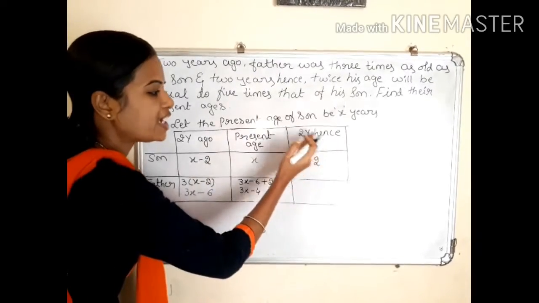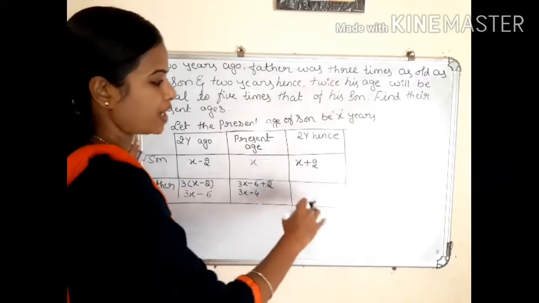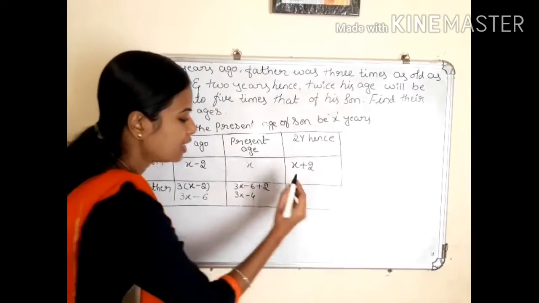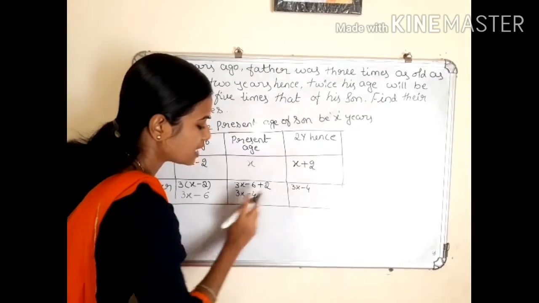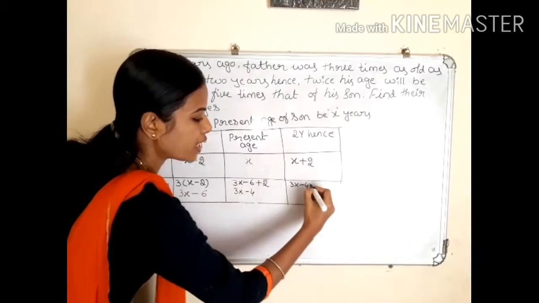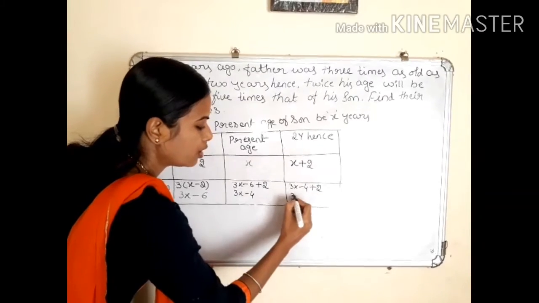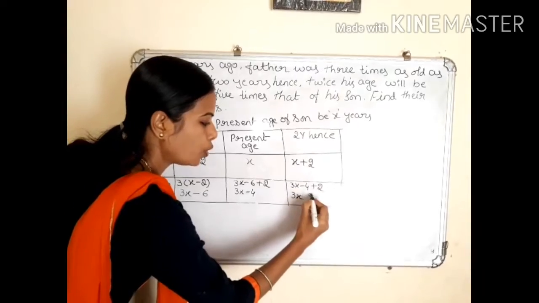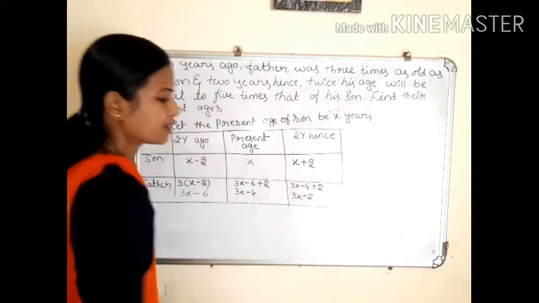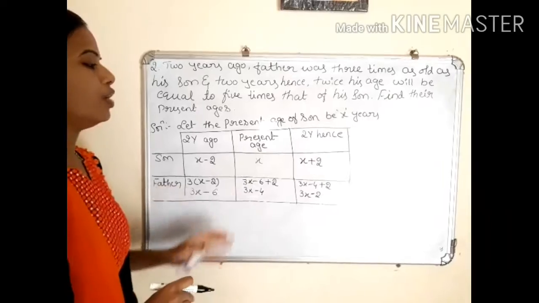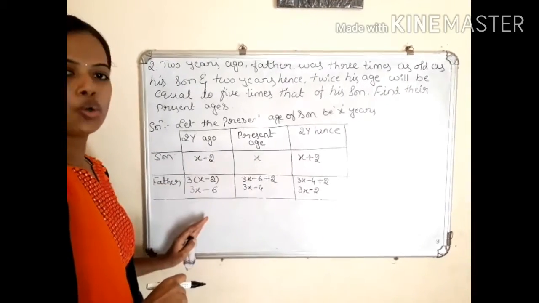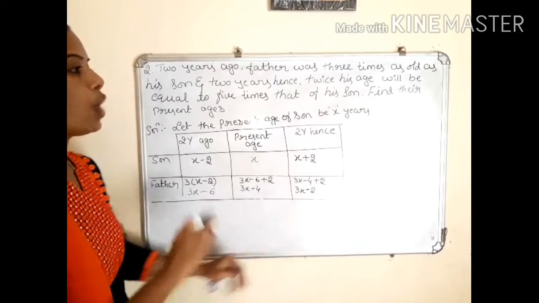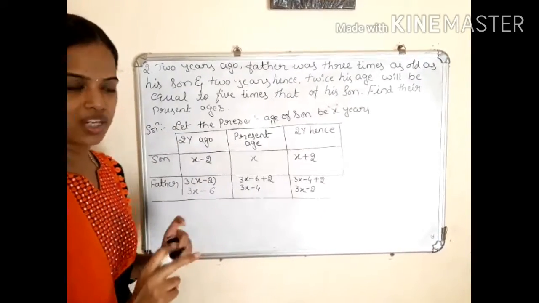Similarly, you can find 2 years hence, nothing but 2 years later, what is the father's age? Consider 3x minus 4, the present age. After 2 years, you have to do plus 2. 3x, minus 4 plus 2 is minus 2. So in the table, we got the present age, the age 2 years ago, and also the age 2 years after. Now, you have to formulate the equation.